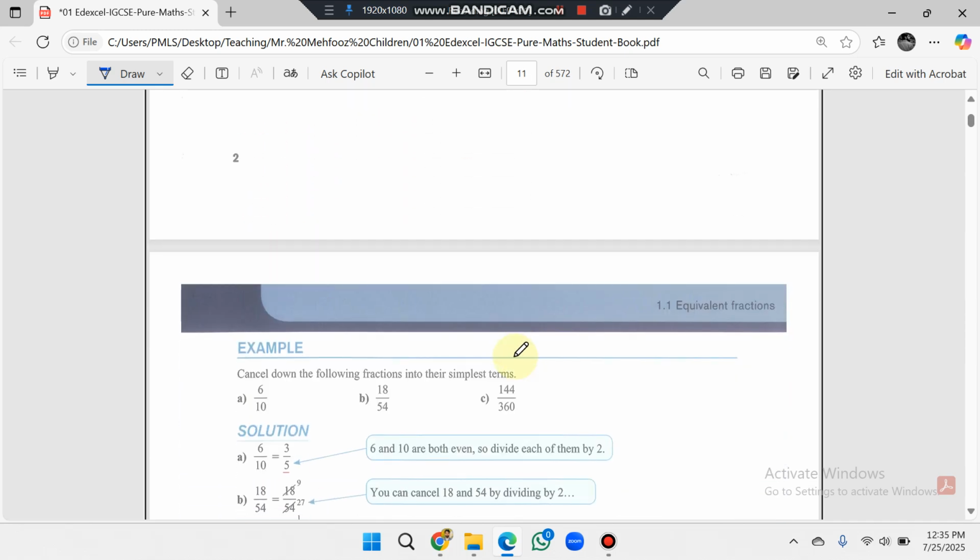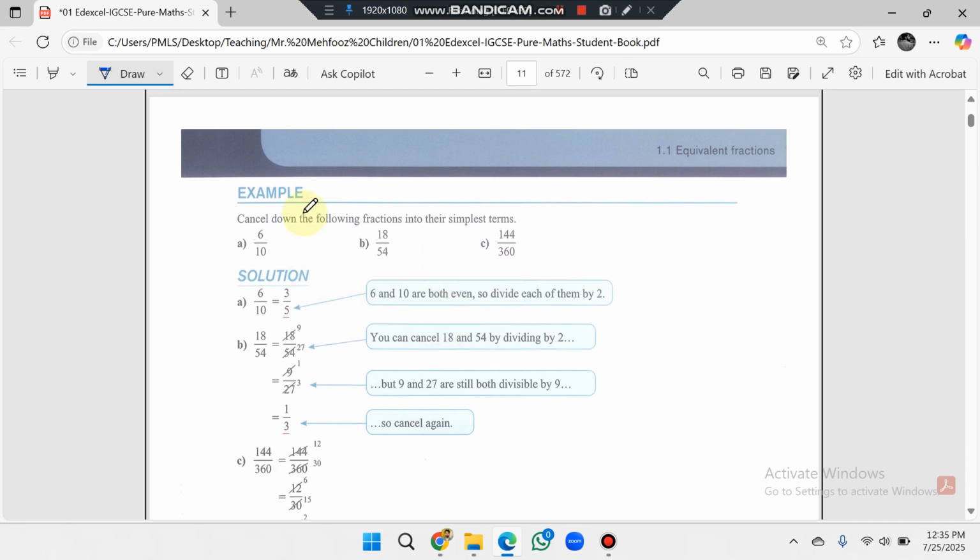So next one is that example: cancel out the following fractions into their simplest form. So you can see that this numerator will be divided by 2, and the denominator will also be divided by 2. So we choose the number that divides both the numerator as well as the denominator. So when we divide 6 by 2, that will be 3. When we divide 10 by 2, that will be 5.